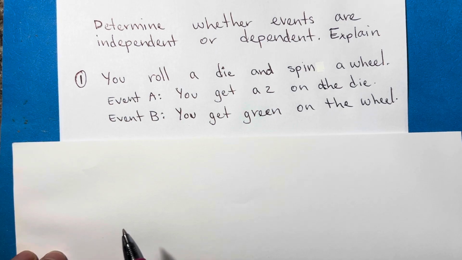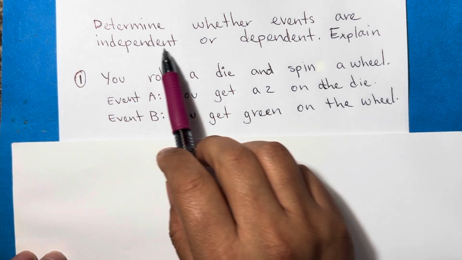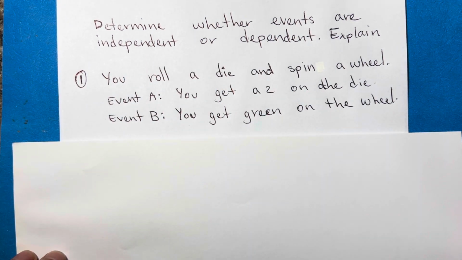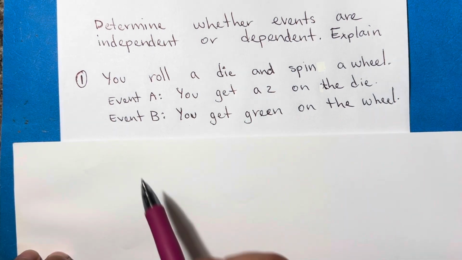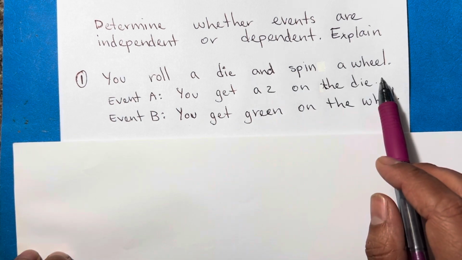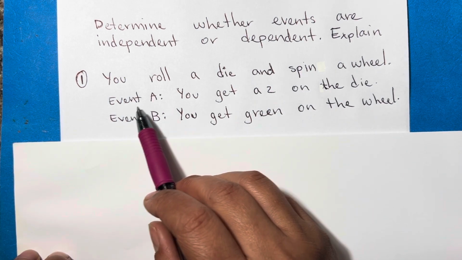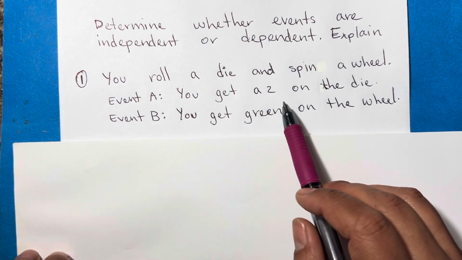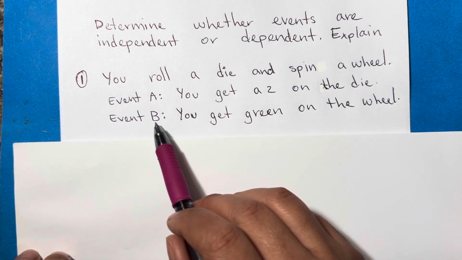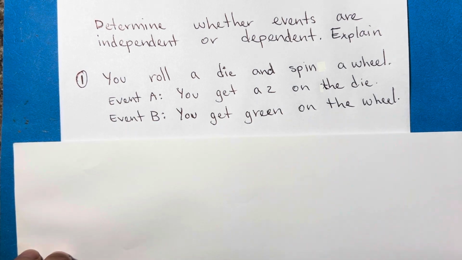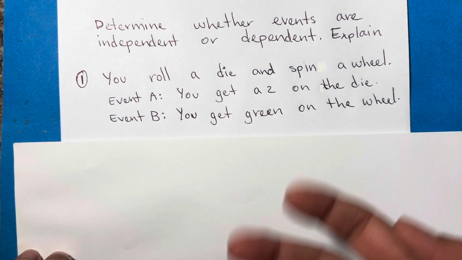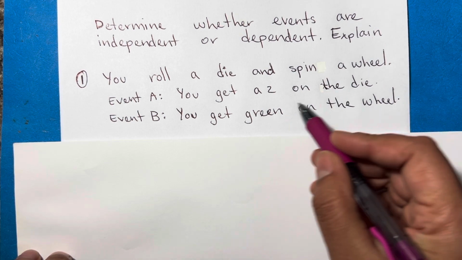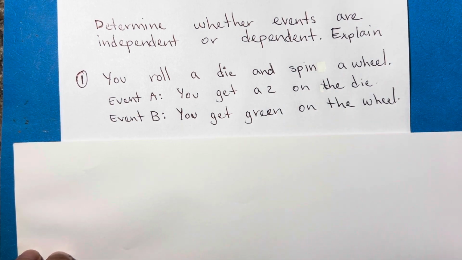And for the first ones, all we're going to do is write independent or dependent and explain why. We don't actually need to find the probability of these events occurring. You roll a die and spin a wheel. Event A, you get a 2 on the die. Event B, you get green on the wheel. Well, when you roll a die, it will not affect what you get on the wheel.